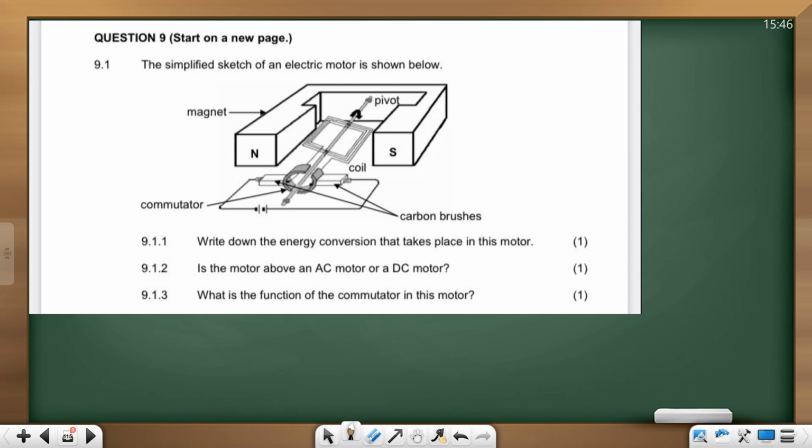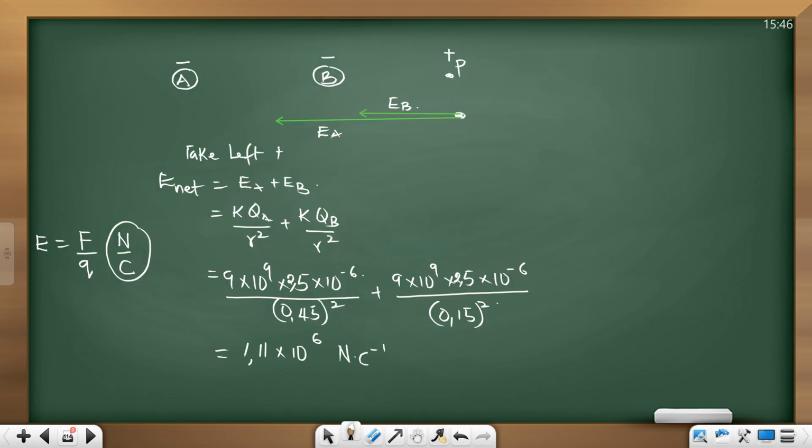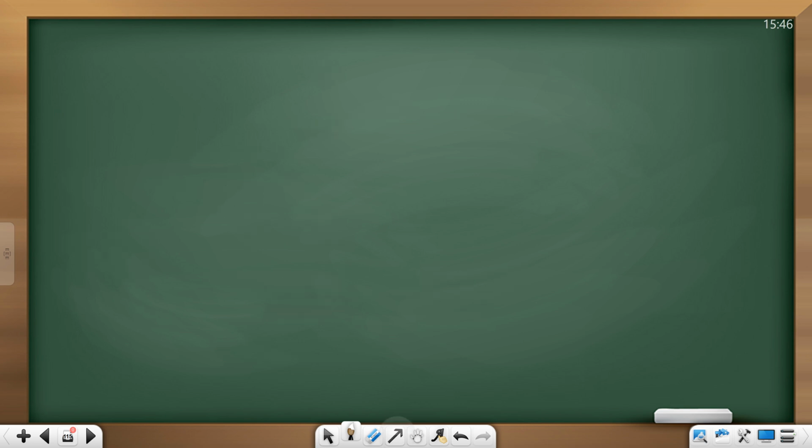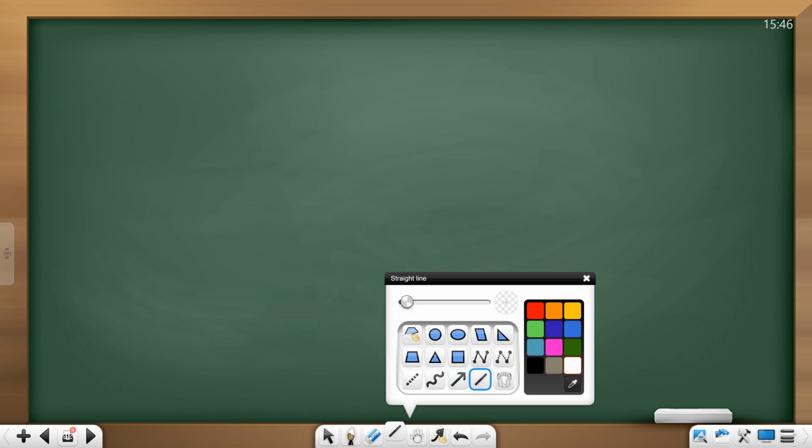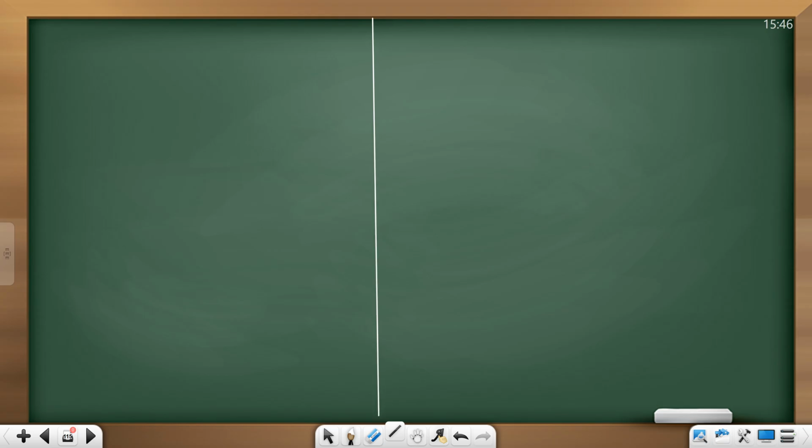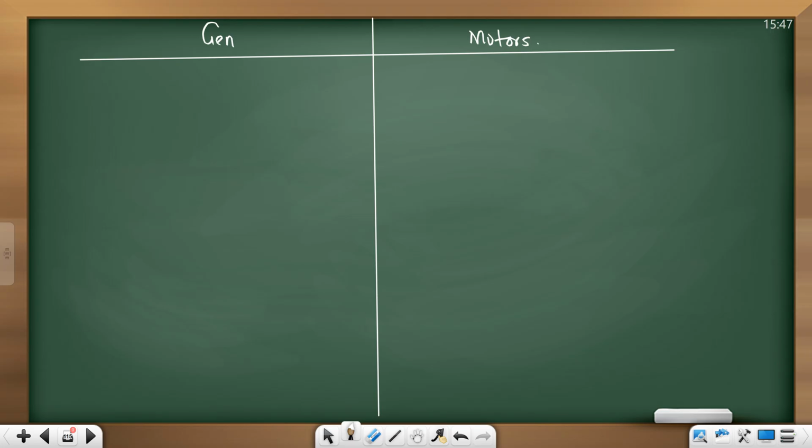What do we know? Okay, you know what, guys? Let me do something for you. Quickly, very fast. Generators and motors. This is something people always struggle with. I want to give you the notes quickly. Generators and motors. What type of conversion do we have in a generator?